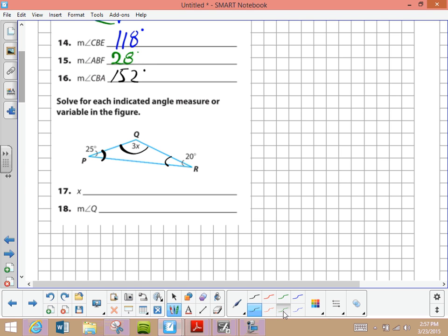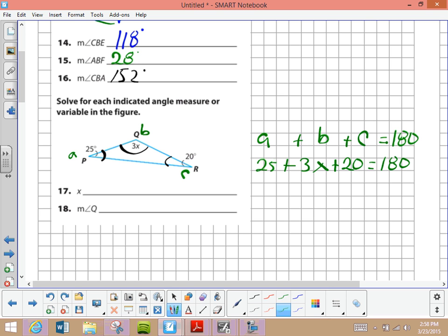I'm going to show you a little trick. Name them A, B, and C. And now you can say angle A plus angle B plus angle C equals 180. For those of you who don't know what to do, what is A? 25. What is B? 3x. And what is C? 20. All of this has to equal 180.